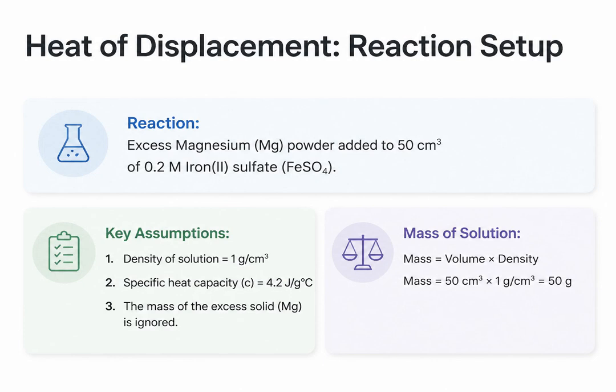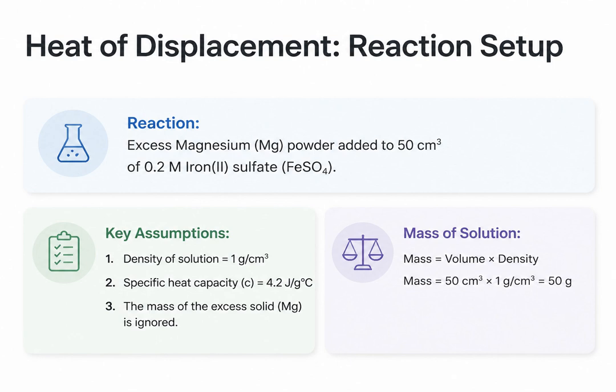Moving on to the heat of displacement. Consider an example where excess magnesium powder is added to 50 cubic centimeters of 0.2 molar iron 2 sulfate. We must make a few standard assumptions here. We assume the density and specific heat capacity of the solution are the same as pure water.